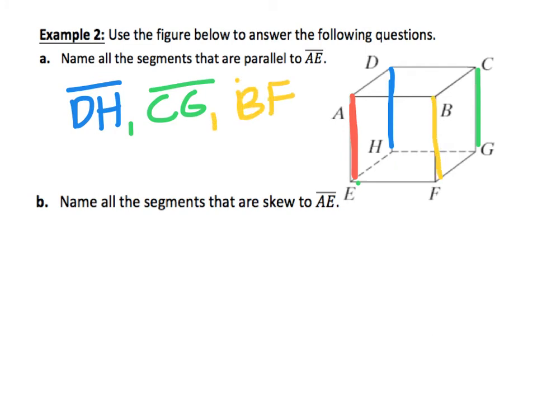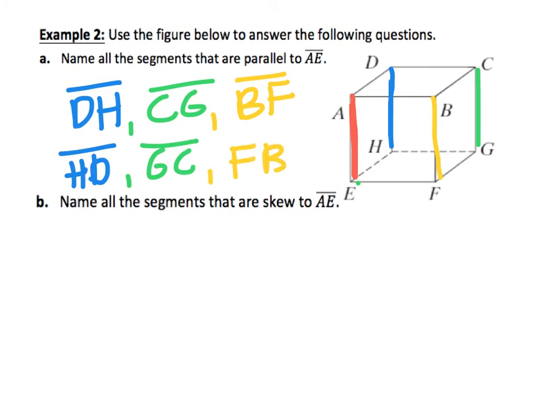You should have 3, but because we're talking about segments, we could flip-flop our letters. So I could call this one HD. I could call the green one GC. And I could call the yellow one FB. Those are all options for you.